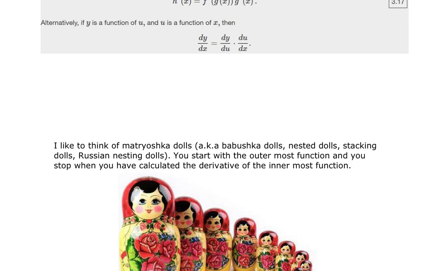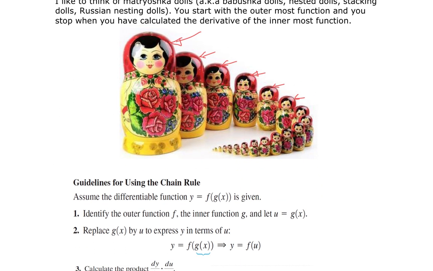When we're doing the chain rule, we want to think of this like the Matryoshka dolls, the Russian nested dolls that are stacked within each other. You take the derivative of the most outer function, whatever that is, and then you keep going, doing derivatives of the inner functions until you get to the most inner function, wherever that is.